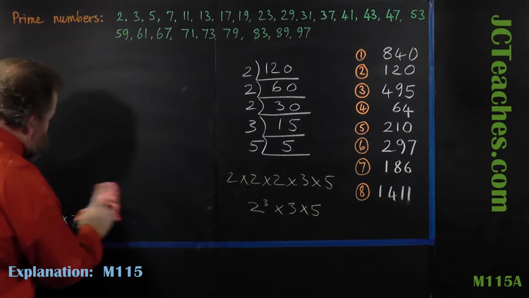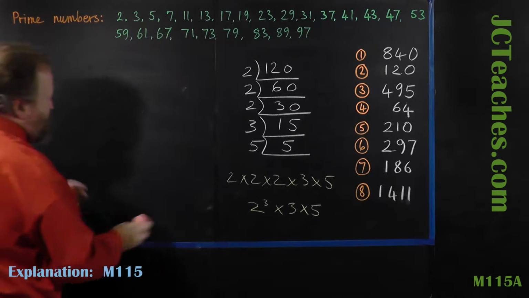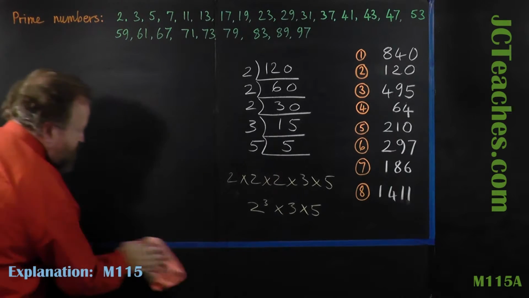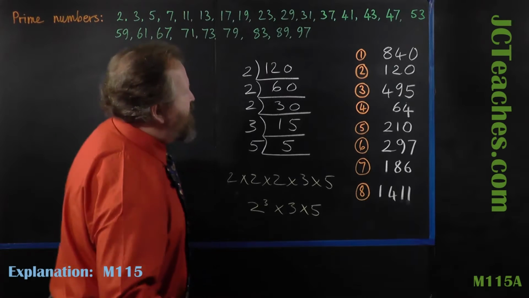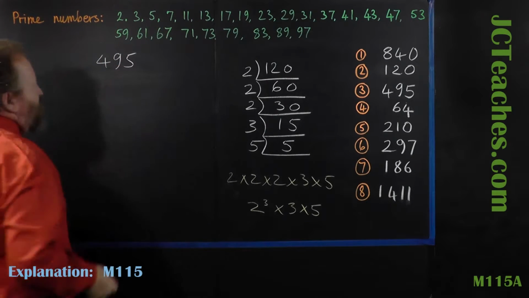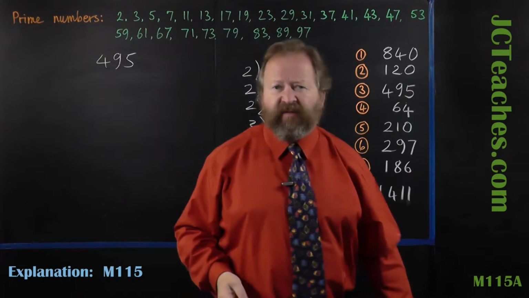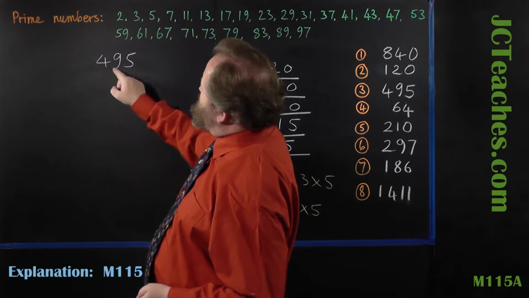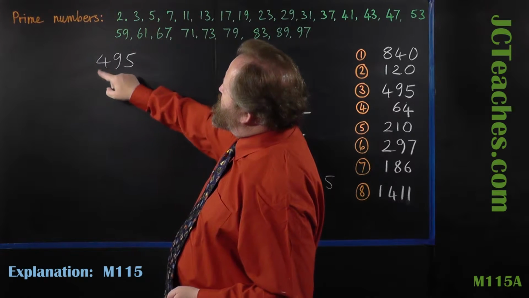Next one then, I seem to have 495, doesn't it? Okay, so 495. Put it up here. Oh dear, what goes into 495? Does anything go into 495? 2 obviously doesn't. Let's see if I can divide it by 3. 9, 10, 12, 13, 14, yes.